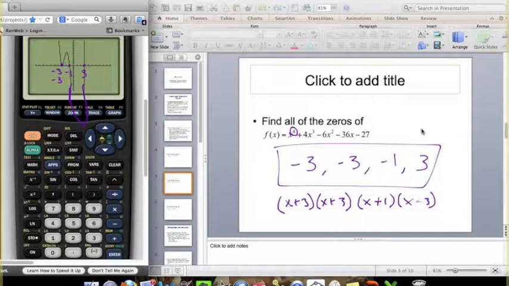All right, we have one more example to look at, and then if you're having calculator issues, I can come around and help you fix those individually.